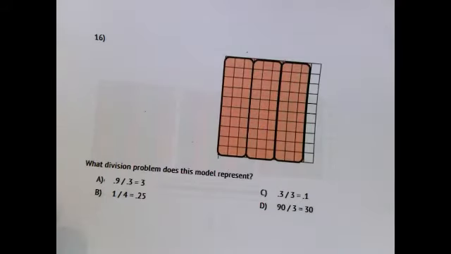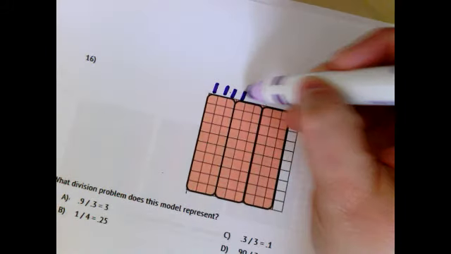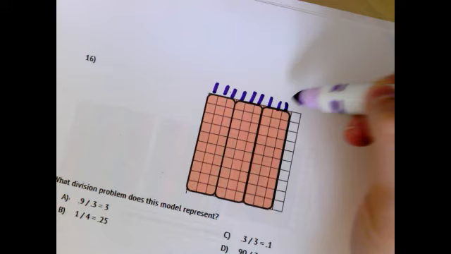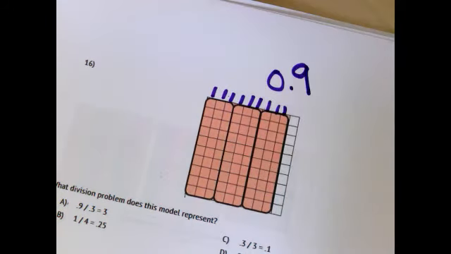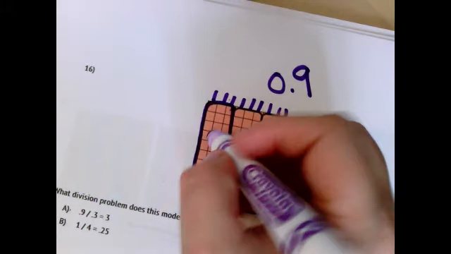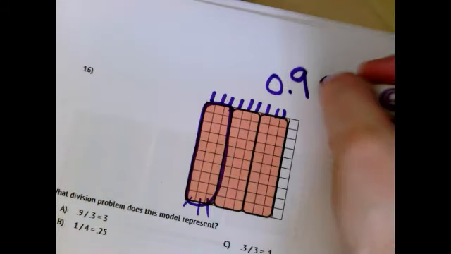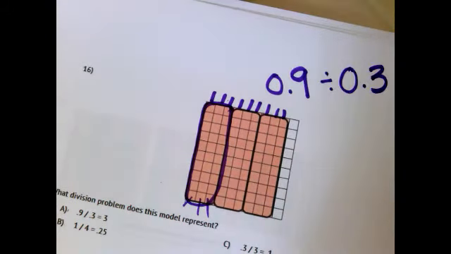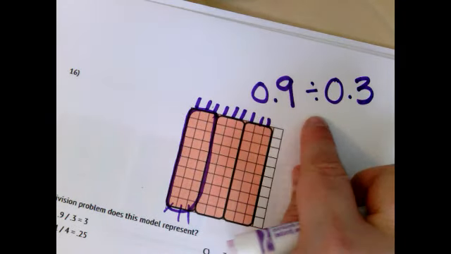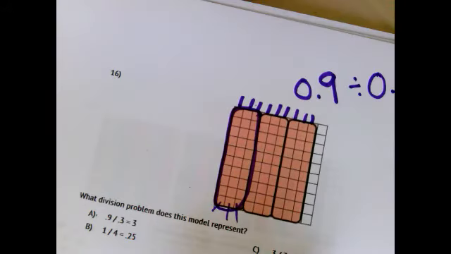Okay, question 16 was a division problem, and they asked what the model represented. Well, when I look at this model, I can see that I have 1, 2, 3, 4, 5, 6, 7, 8, 9. So I have 9/10 showing on this model. And then when I look, each of these circles, inside the circle, I have 1, 2, 3/10 in each circle. So we've divided 9/10 by 3/10, which gives me 3 whole circles, which would have been answer choice A.